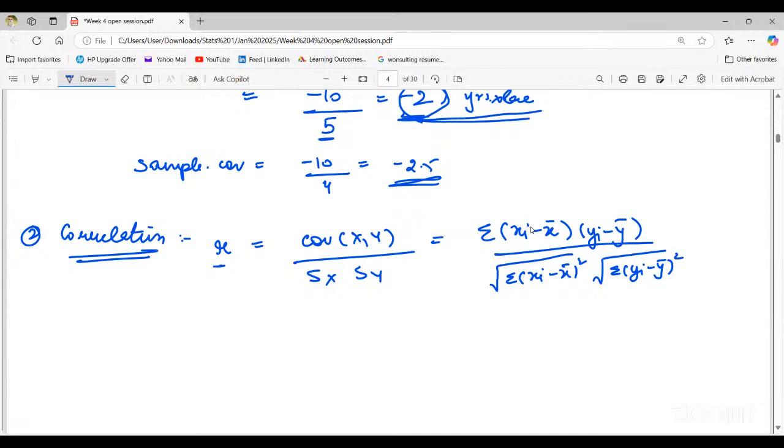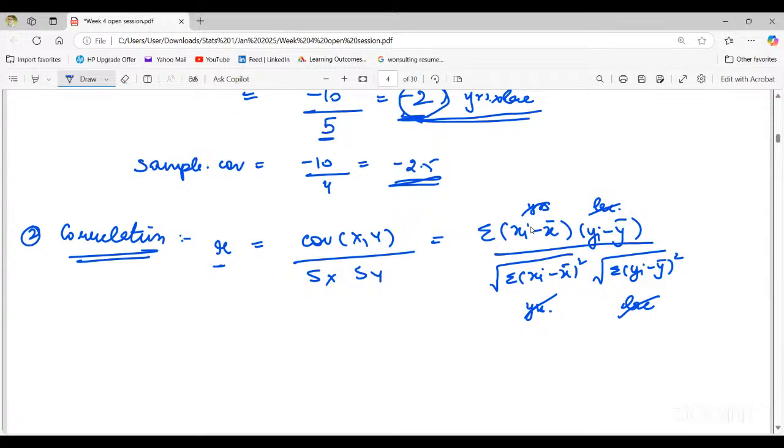If you see here, my x variable was in years and this was in lakhs. Now this is the summation of xi minus x bar whole square, so this would be years square. If we take the square root, it would be years only, and this would be lakhs only. So the units are getting cancelled. This is basically a unitless value. That's why correlation is preferred more.